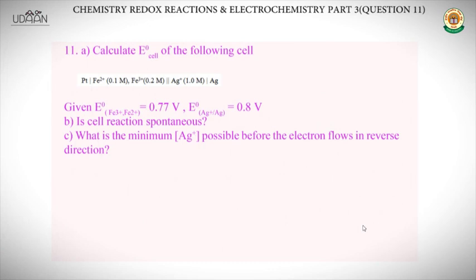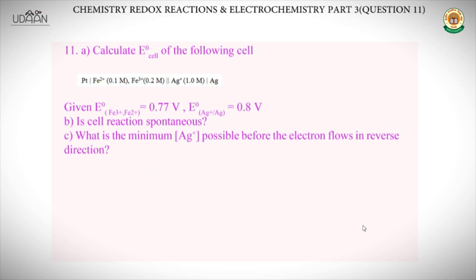Alright, so in this question we'll use a number of very important concepts that we have learnt previously. We'll use the formula for calculating the E naught of the cell. We'll use the Gibbs free energy concept to check whether the cell reaction is spontaneous or not, and we'll also use the Nernst equation to find the required third part of the question for finding the concentrations of the ions. So the question that we are given has three parts.